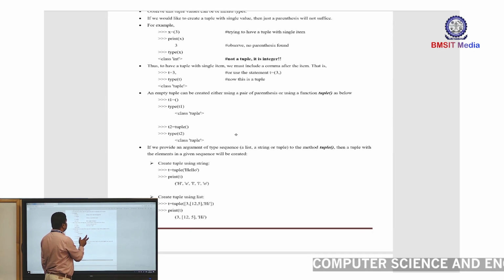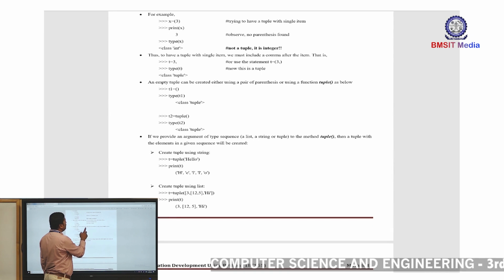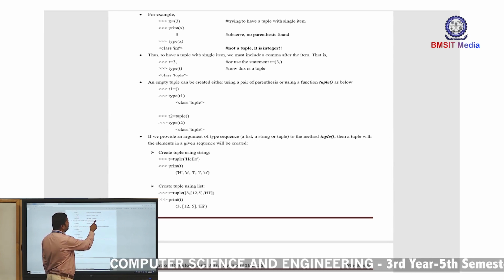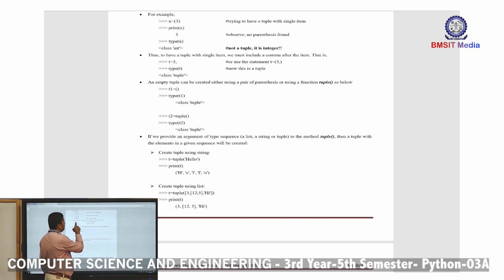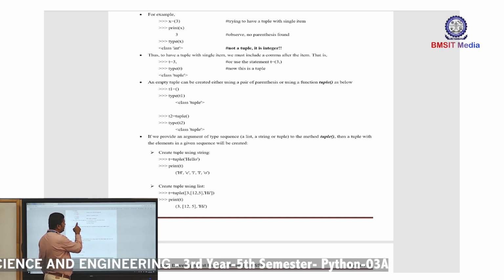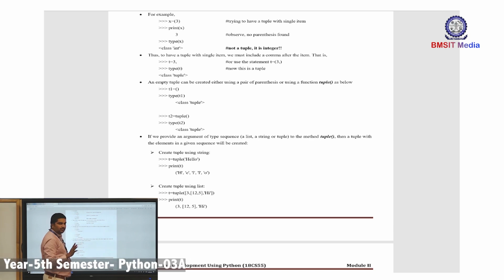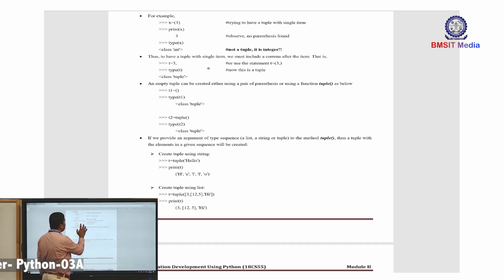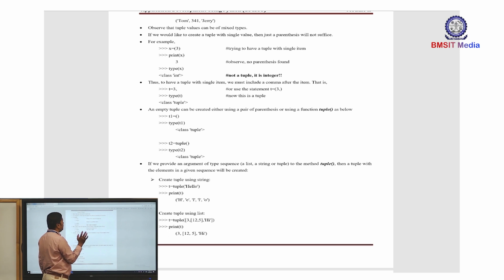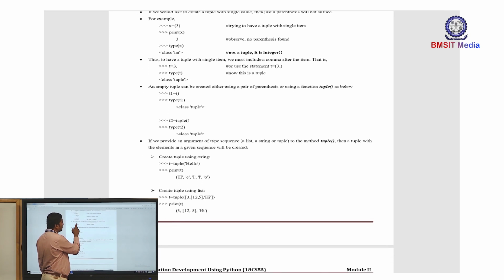Okay. Next, a tuple with a single item: we must include a comma after the item. Just observe here. If I say t is equal to 3 comma, now if I say type of t, it becomes a tuple. Just observe this. A very important difference between a tuple and a normal integer. If you just say 3, it will become an integer type. If you give 3 comma, without parentheses also, no problem. Whenever you say type of t, it will become a tuple.